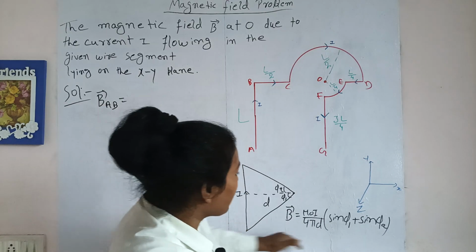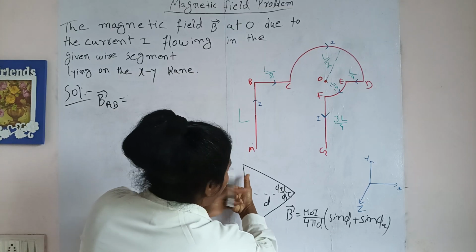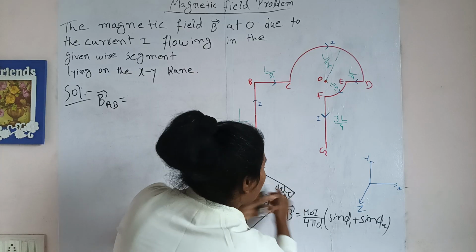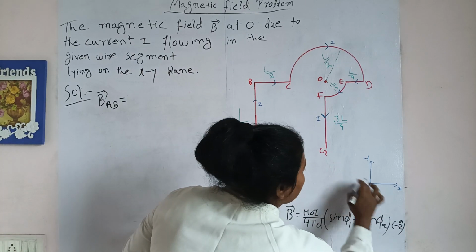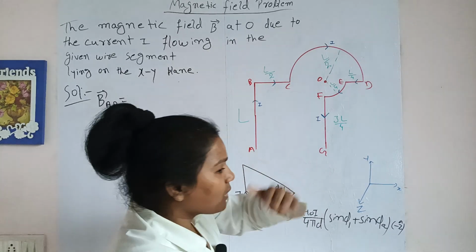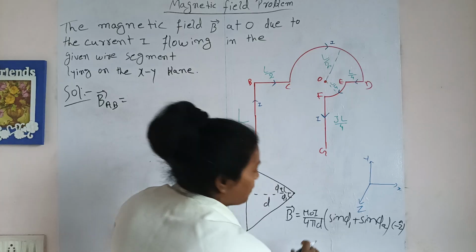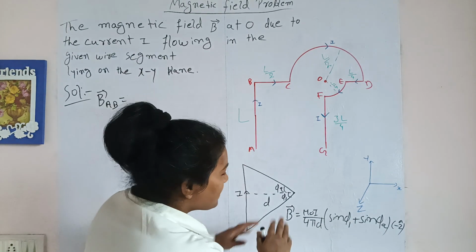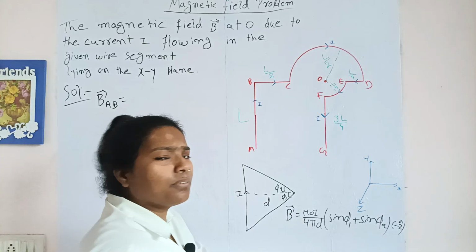For this wire segment, the magnetic field is this, and for its direction we will use the right-hand thumb rule. At this point, the curled fingers enter into the board, which makes it in the minus z hat direction, taking x, y, z as shown: this is the x axis, this is the y axis, outward is positive z and inward is negative z. Now this is a derived value. I'll use another video to show you how this value comes from the Biot-Savart law.